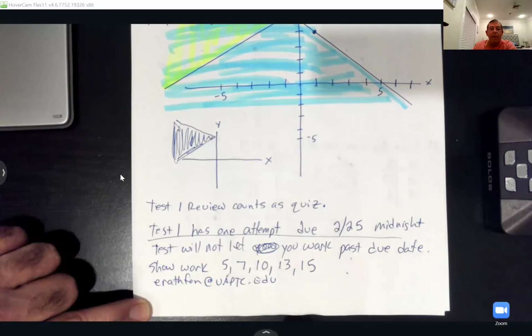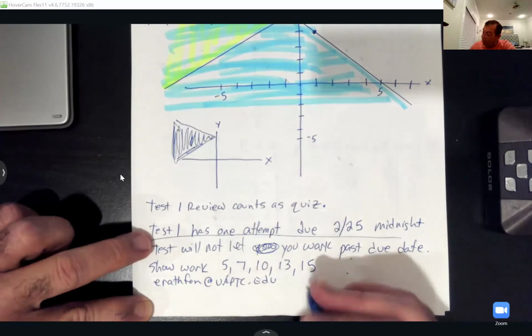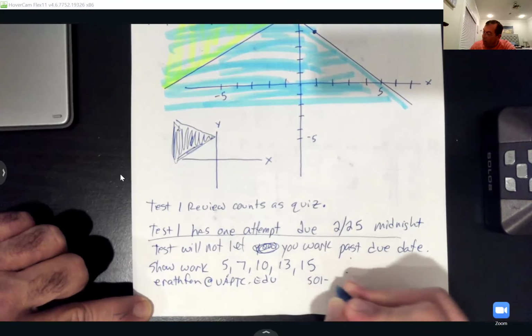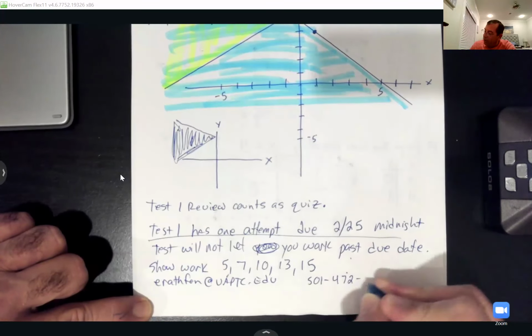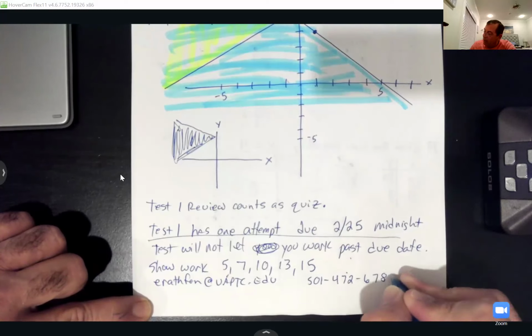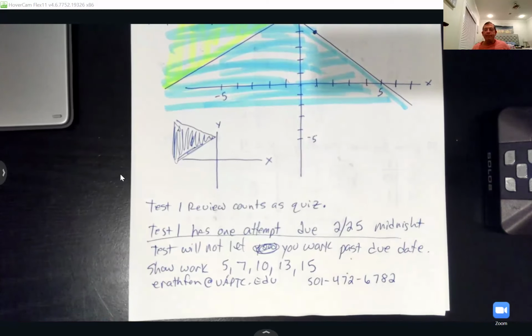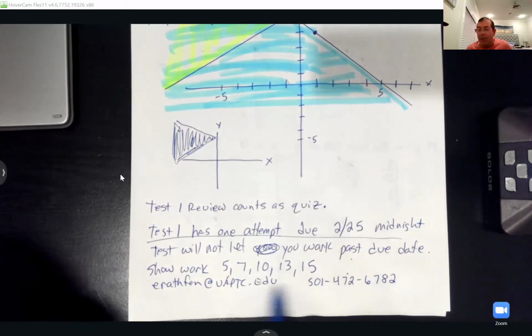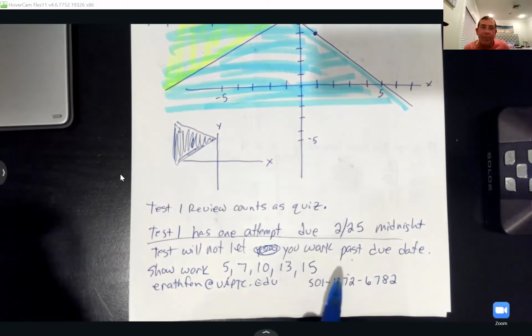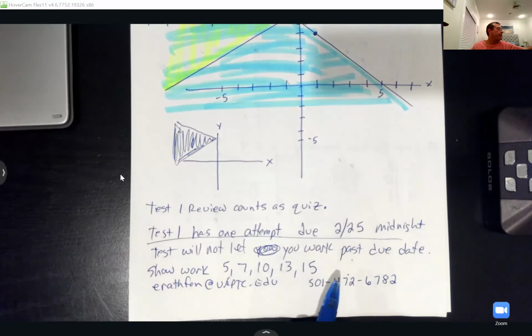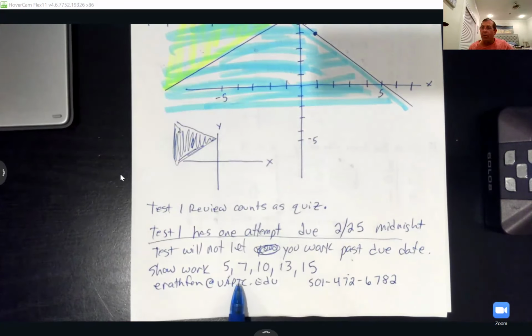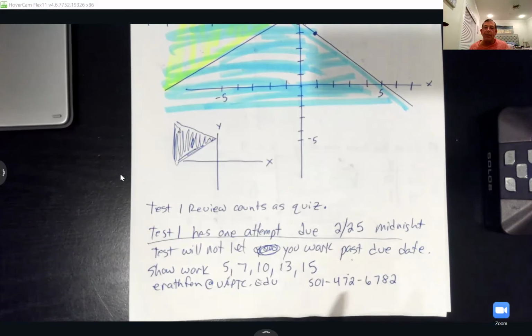If you email it, you'll email it to my email, erathpon@uaptc.edu. If you text it to me on the phone, 501-472-6782. Either way, whatever's easy, okay? Just make sure when you're taking your pictures that I got your name on there. Especially if you're texting it to me. Email, I'll know who it's from because it'll say who it's from on the email. But if you do text it, put your name on it.